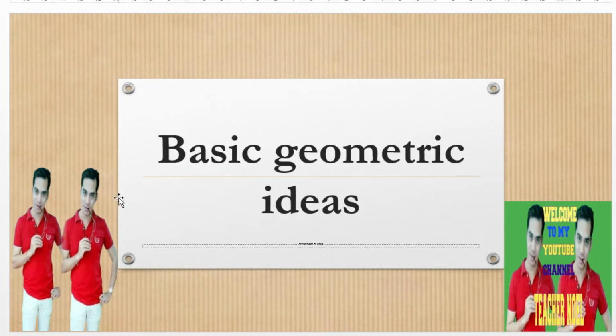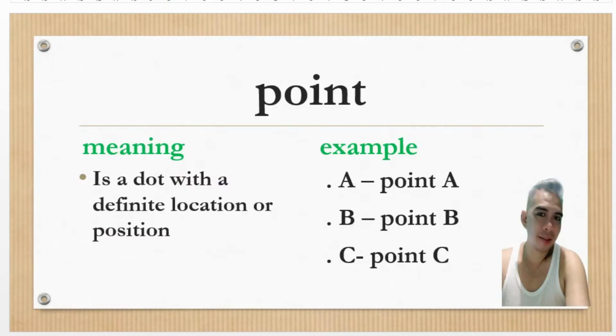Basic geometry ideas. Ano nga po ba yung mga basic geometry ideas or figures? Una, point. Ano po ba yung sinasabing point? Point is a dot with a definite location or position. So for example, this is point A, point B, point C.